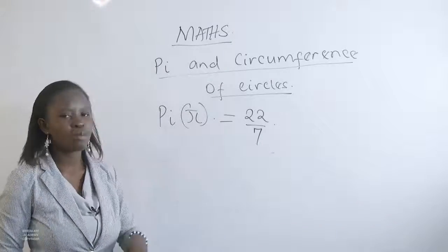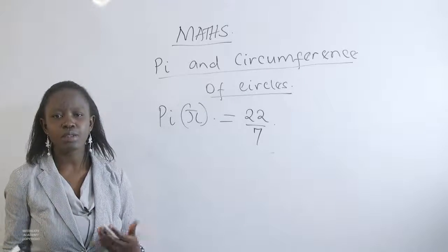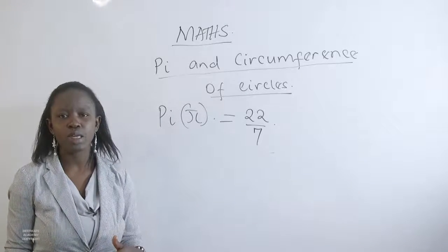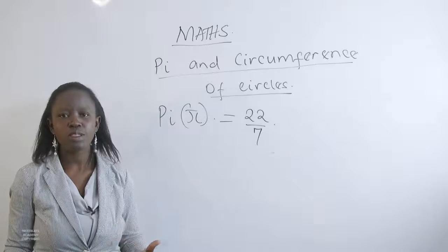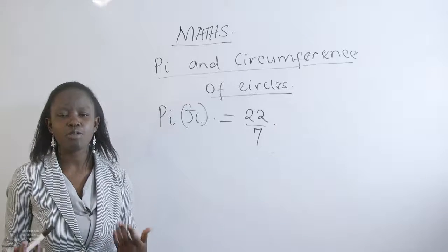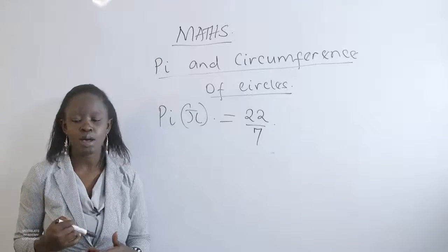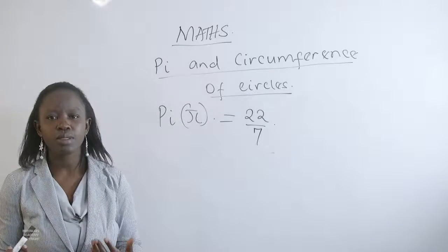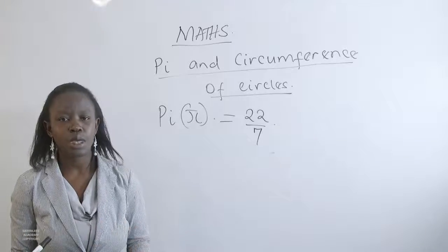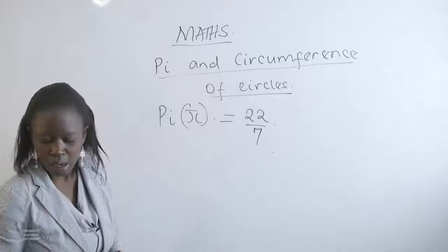So, using this pi, we now need to get the circumference of our given circles. Can we just proceed and find out how we get the circumference of a circle given pi and the diameter of the circle.